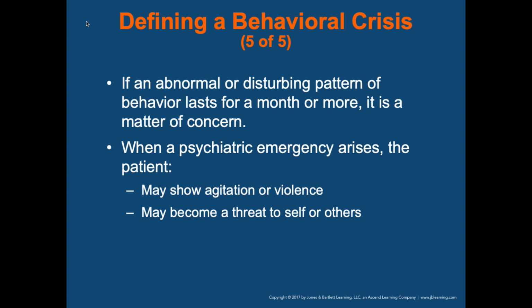If an abnormal or disturbing pattern of behavior lasts for a month or more, this is now a matter of concern. When a psychiatric emergency arises, the patient may show agitation or violence, or may become a threat to self or others. At this point, these patients need to be evaluated. Whether they go by law enforcement or by ambulance, it's going to be up to the patient whether they're going to cooperate or not. But once they've made threats themselves, they need to go for an evaluation by a physician.